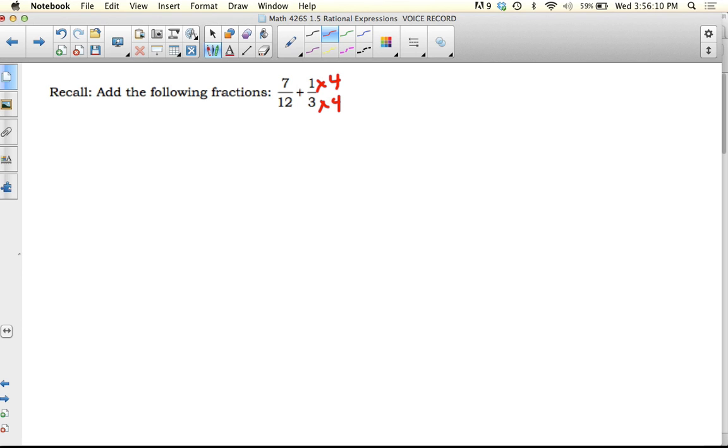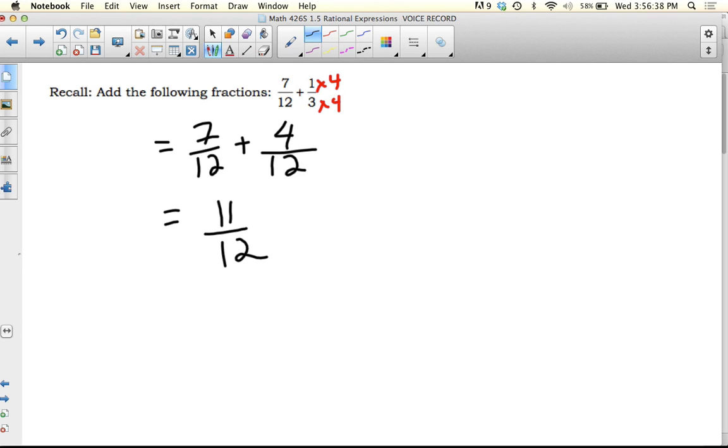So here's a situation where you don't need to actually multiply both of the fractions. You can sometimes multiply just one of the fractions in order to get common denominators. Okay? So this just becomes 7 over 12, didn't touch that, plus I multiplied the bottom 3 by 4 to get 12, and the top has to get multiplied by 4 as well, so that ends up being 4, and I get 11 over 12. And that's it. Okay, so we're going to use the same idea for our rational expressions.